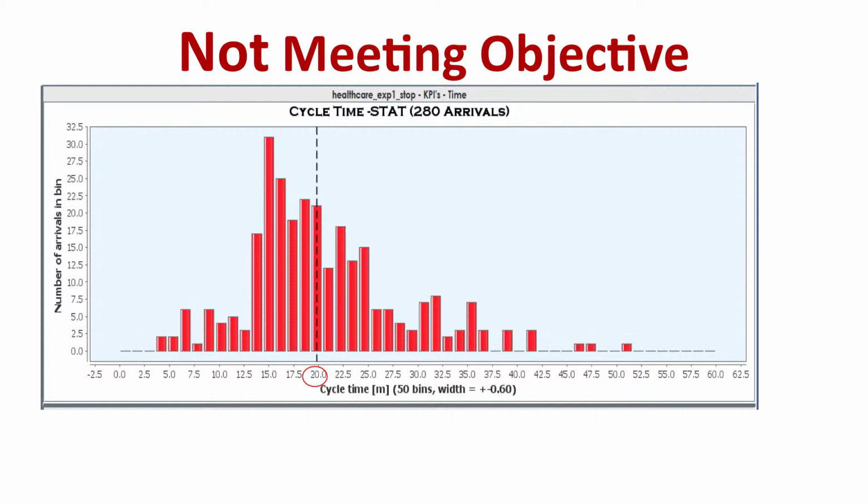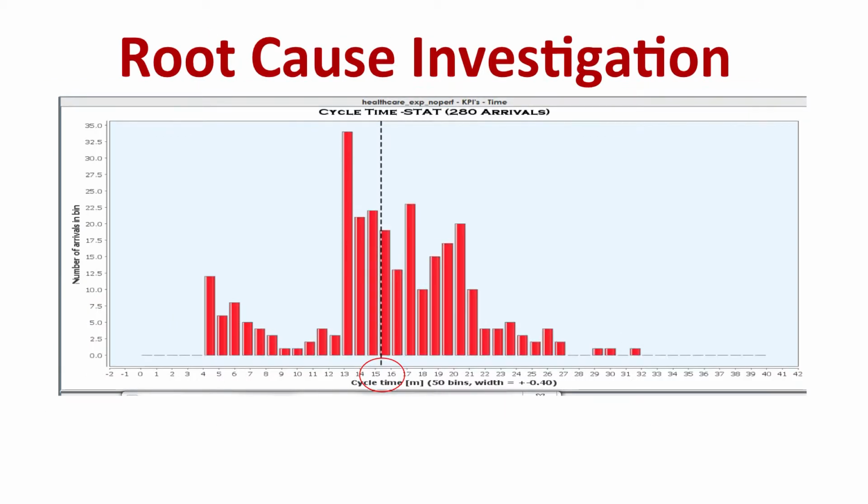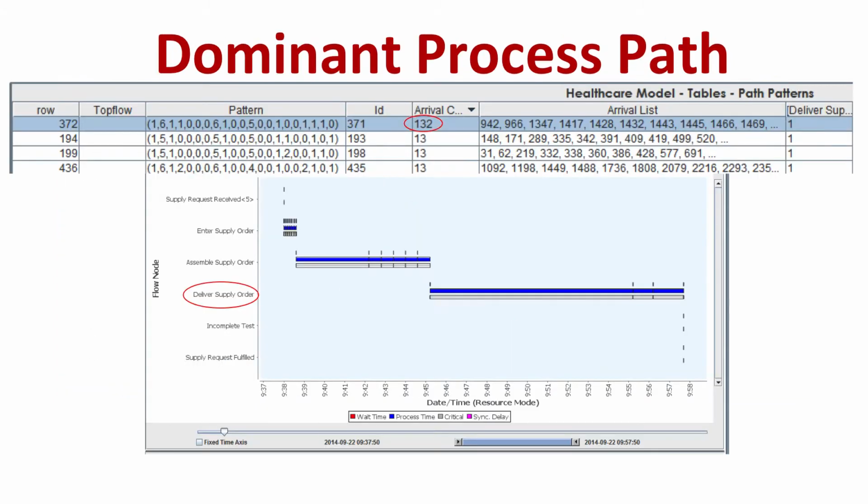The first thing that we do is investigate whether our staff shortage is responsible for this. So we have a technique of using simulation to eliminate any issues in respect to staffing. And we observe that even when we do that, we're only down to 15 minutes for processing stat orders. We're still far away from what our objective is.